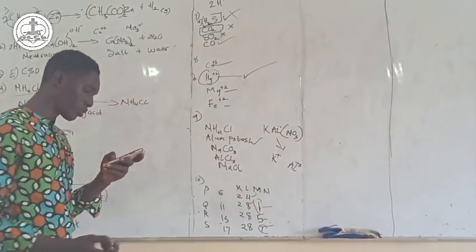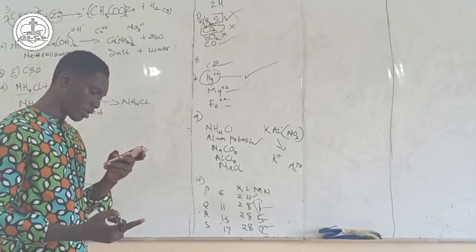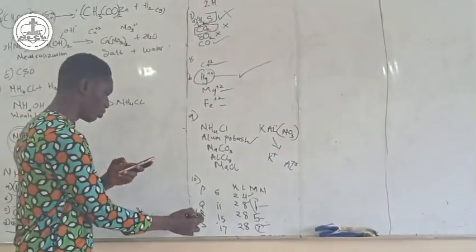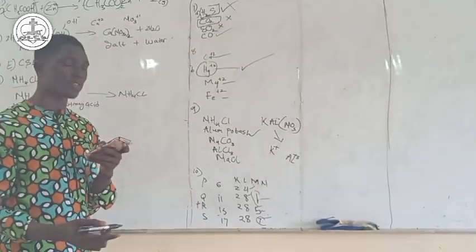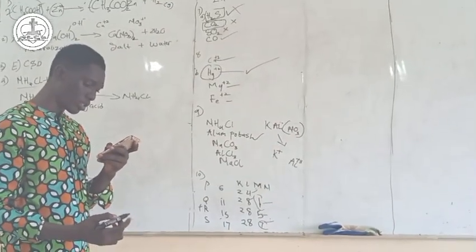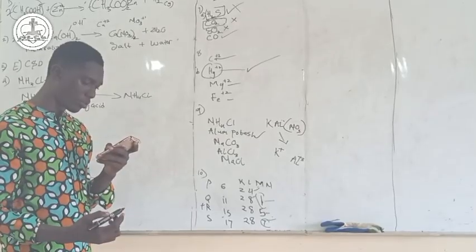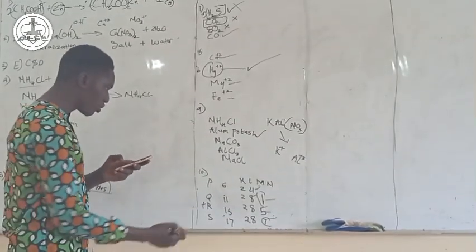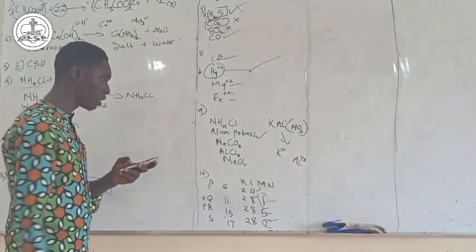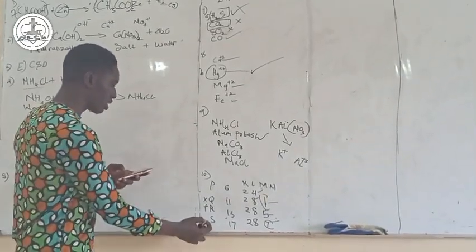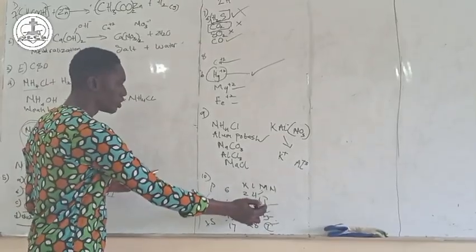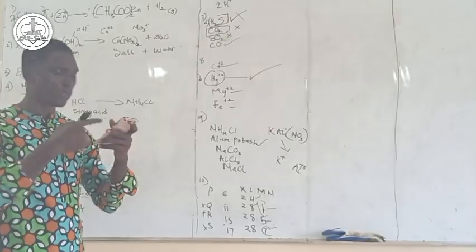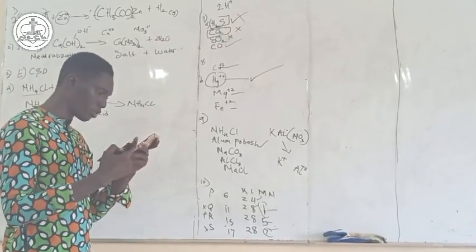Now we look into the options. A says Q will form an electrovalent bond with R. No, R cannot form an electrovalent bond. B says Q will form a covalent bond with S. Looking at it, Q and S will transfer electrons, and covalent bond is sharing of electrons, so it's not B.